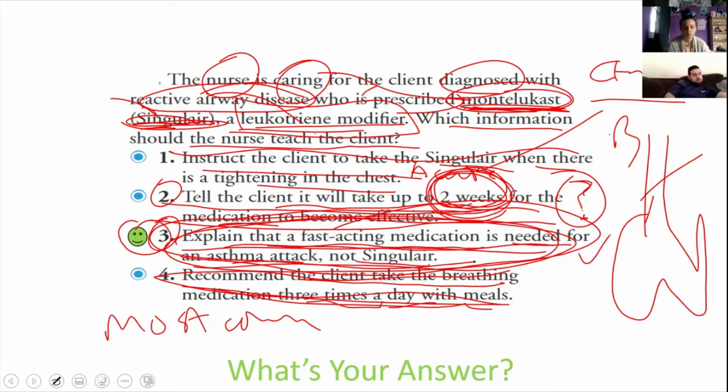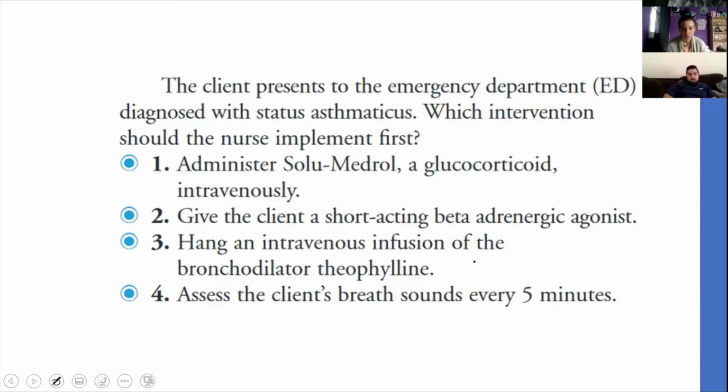Any questions on that? All right, and that's kind of how a question like a chronic medication shows up. It's usually, like I said, chronic medications are always about Maslow and higher level education, teaching, and that type of stuff, and not so much about acute interventions. All right, next question.